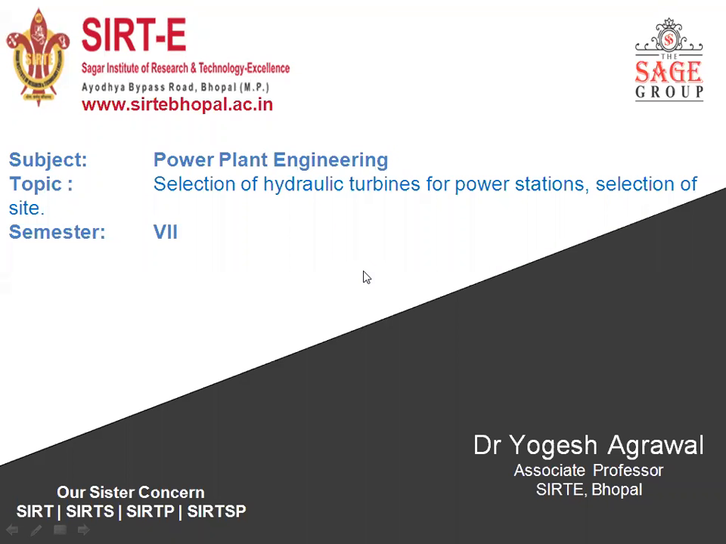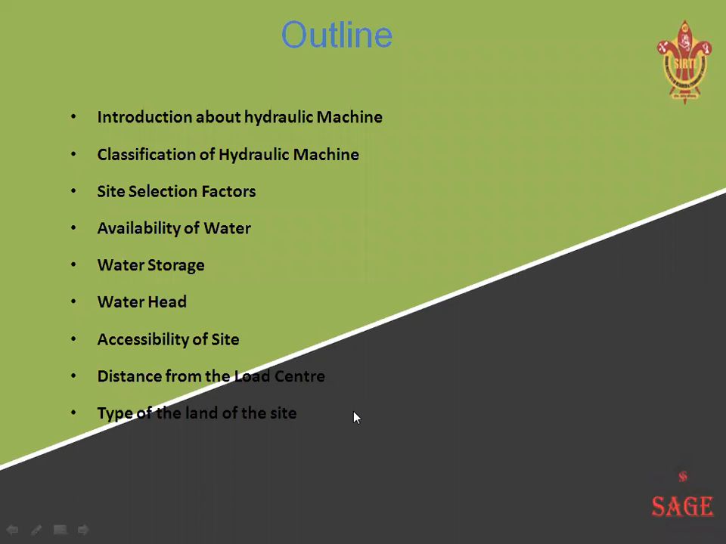Today I will discuss the selection of hydraulic turbines for power stations and the selection of the site. This is part of Unit 4 and the last lecture of Unit 4. The subject name is Power Plant Engineering. This is the outline of today's lecture.